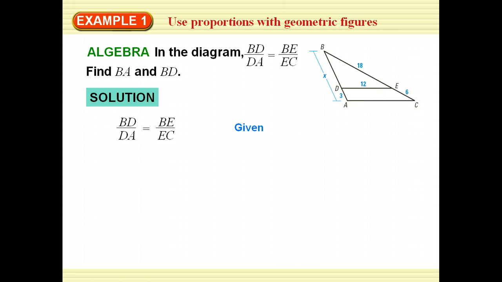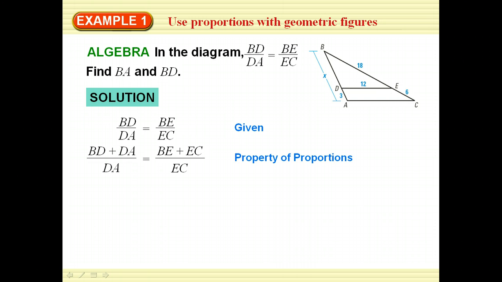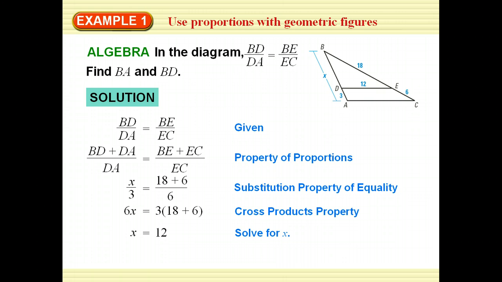Now, if we're looking for x, that entire portion, notice that it's made up of BD plus DA. So that's what we'll do on this side. We'll add these two together for our x, and we'll add the other two together, BE and EC, to match up with that. And what that means is that our x over 3 is proportional to the entire length of BC, which is 18 plus 6 over 6. So then we can do our math and find out that x is 12.